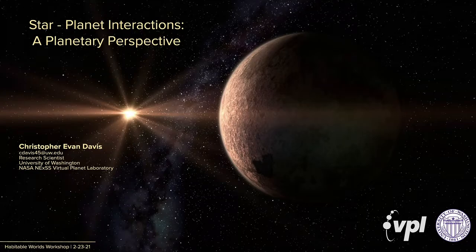My name is Chris Irvin Davis, and I'm a research scientist working with Dr. Victoria Meadows and the Virtual Planet Laboratory at the University of Washington. In my research, I use a suite of models to study the habitability and potential for biosignatures in the atmospheres of exoplanets, mainly around M-dwarf stars.